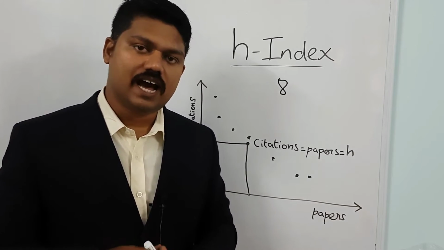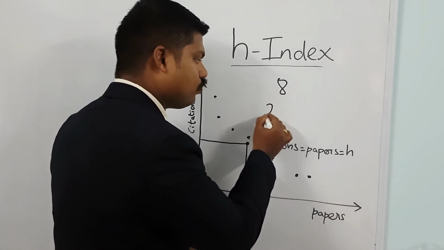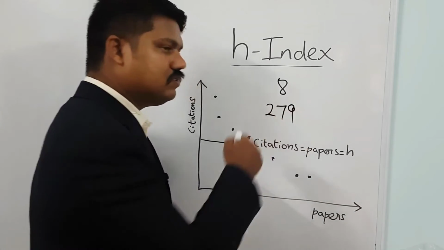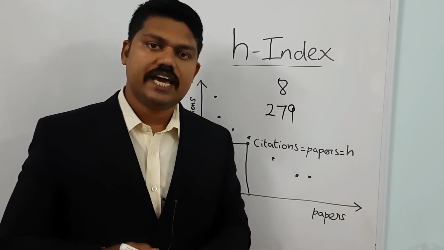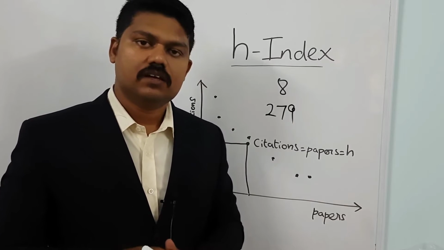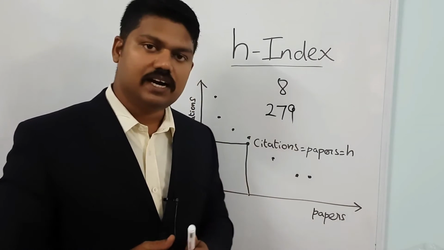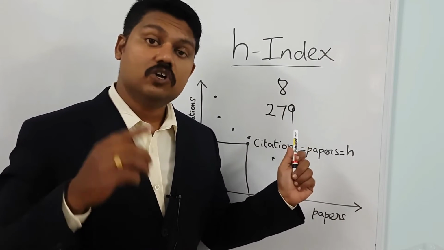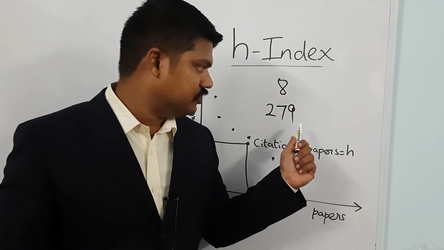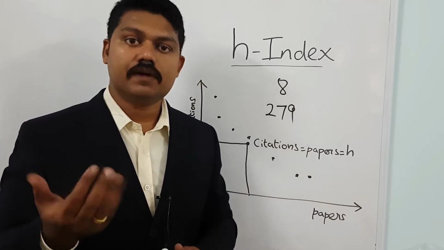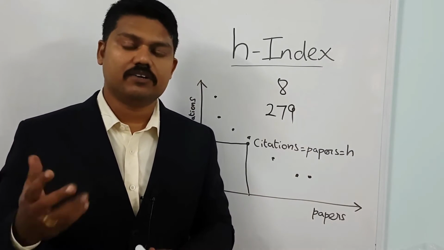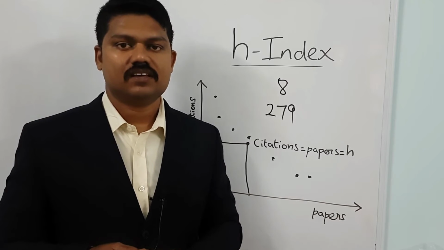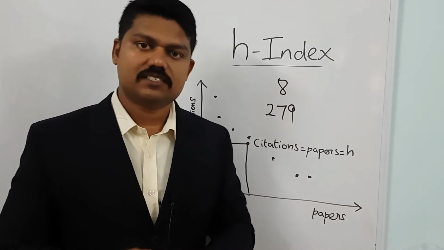One researcher has an H-index score of 279. So this is considered as the highest H-index score in this world. So this means that 279 of his research papers have 279 citations each. So you can imagine the quality of that particular researcher. So how to get this H-index?